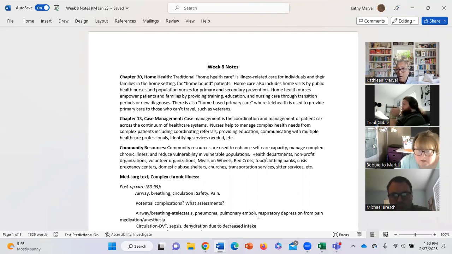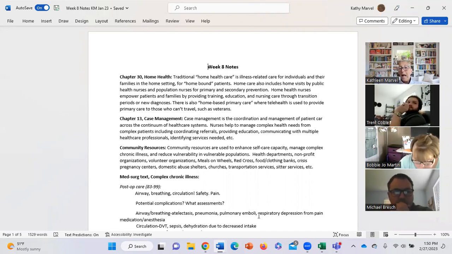They help the client manage the complex needs that they may have. Education, teaching the family, whatever services they're going to need, PT, OT. That's what a case manager does.